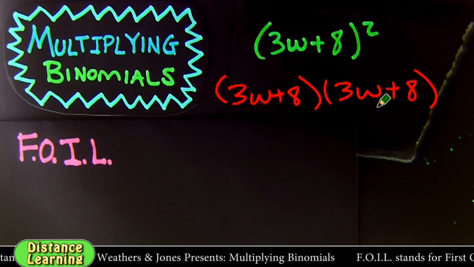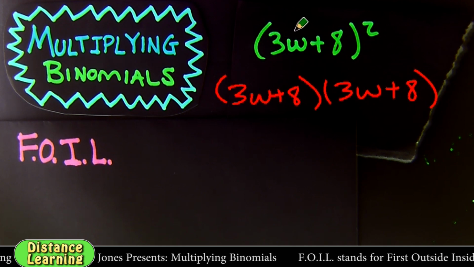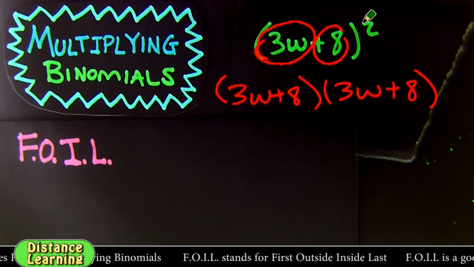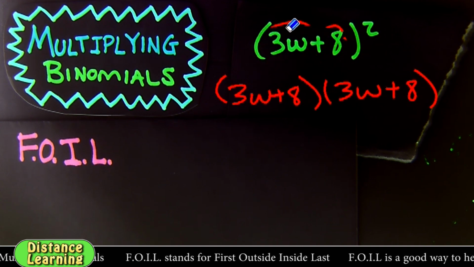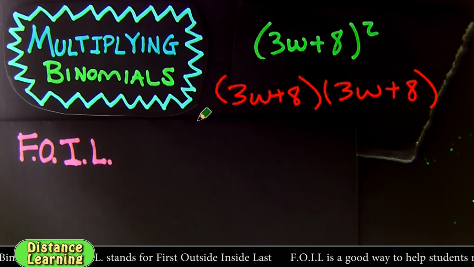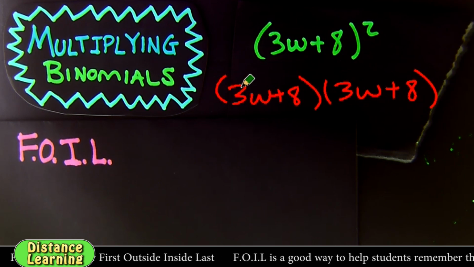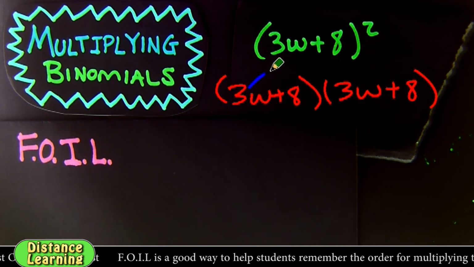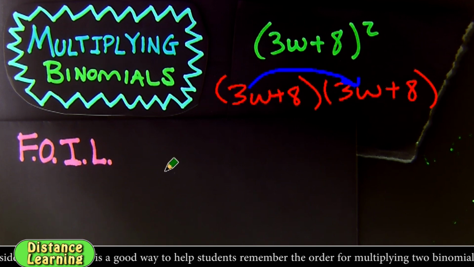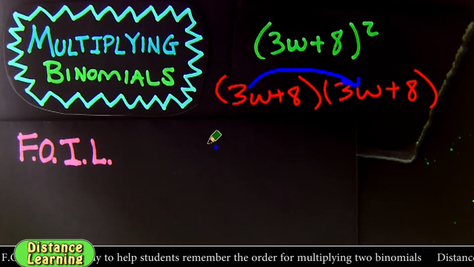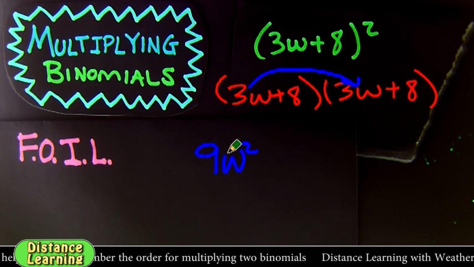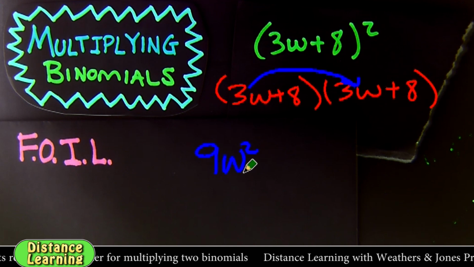A common mistake people will make is they will just say, oh, this must be 9w squared, and this must be 64. But that's not the case. Always write the binomial twice so you can do your FOIL process. F stands for multiply the first terms in each parenthesis. So 3w times 3w, that's going to make 9w squared. 3 times 3 is 9. w times w is w squared.